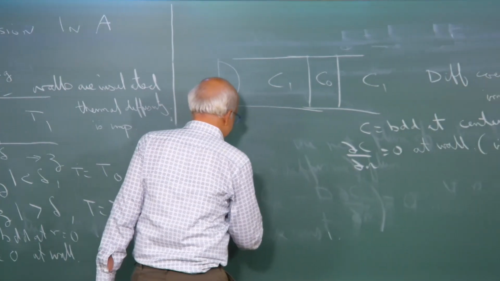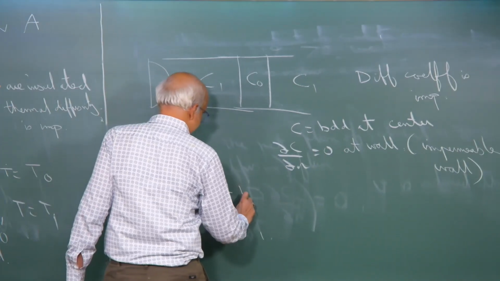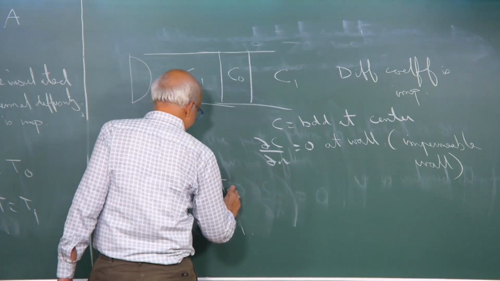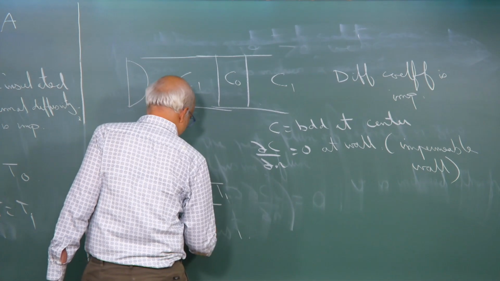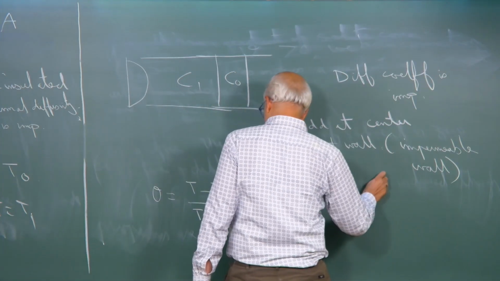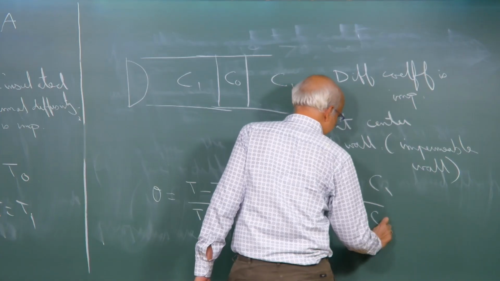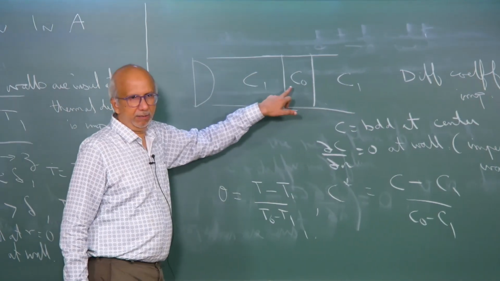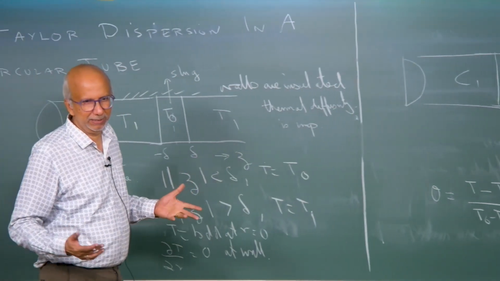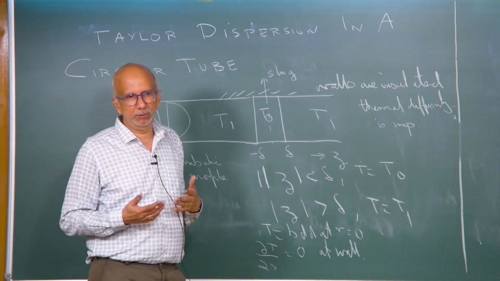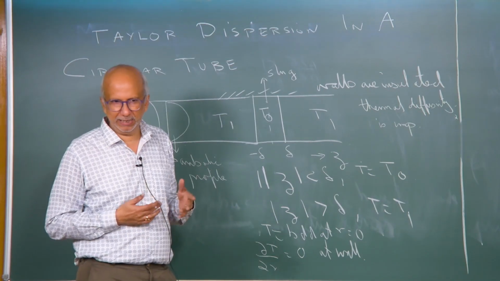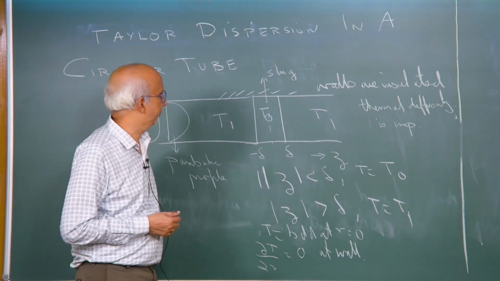So, if I define theta as T minus T1 divided by T naught minus T1, and C star as C minus C1 divided by C naught minus C1, it will be dimensionless, this will become 1 and 0, this will also become 1 and 0. So, it does not really matter whether you talk about temperature or concentration; you can use similar scaling, and the scale for temperature becomes 0 to 1.